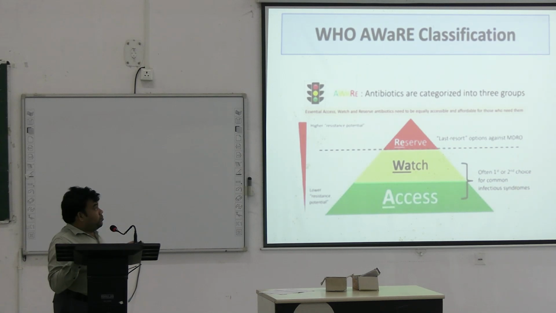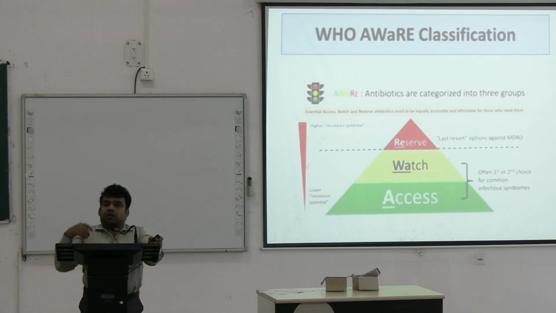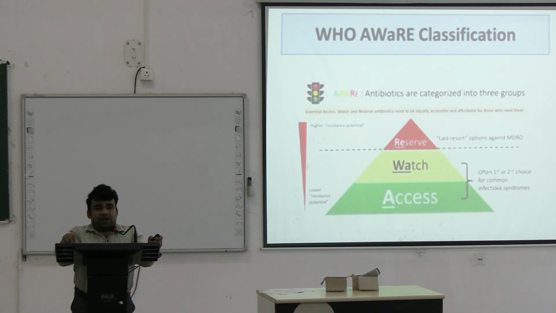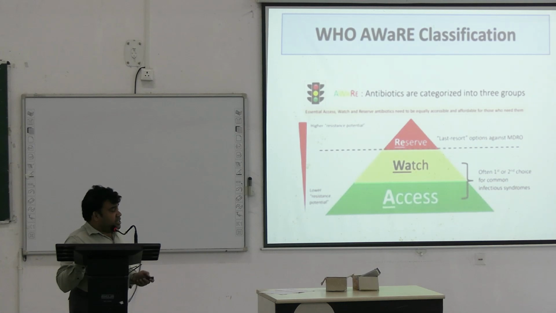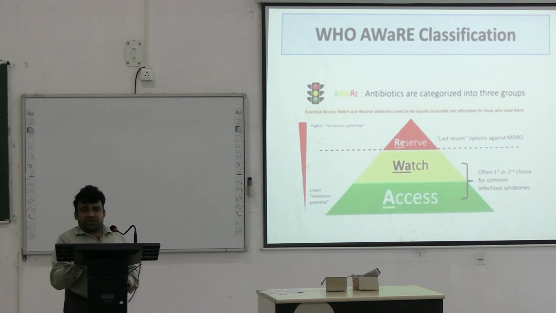The next part of importance is antibiotic resistance. Rampant use or misuse of antibiotics has led to today's present state of gross antibiotic resistance seen in all settings, whether it's a primary care setting or a tertiary care setting, at the community level or at the hospital level. WHO has taken some action to prevent this antimicrobial resistance. The first action that they have taken is to classify the antibiotics in a way. This is called the AWARE classification.